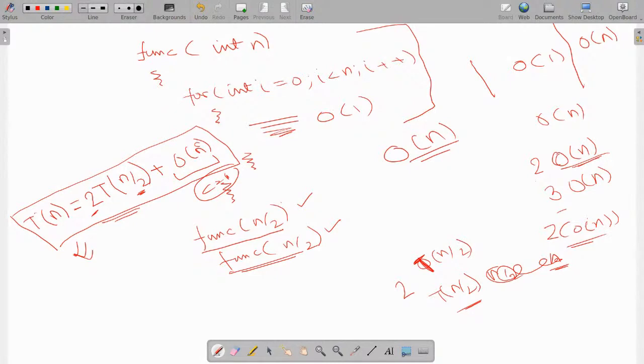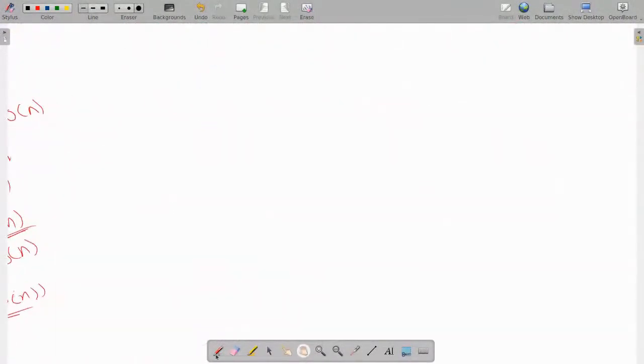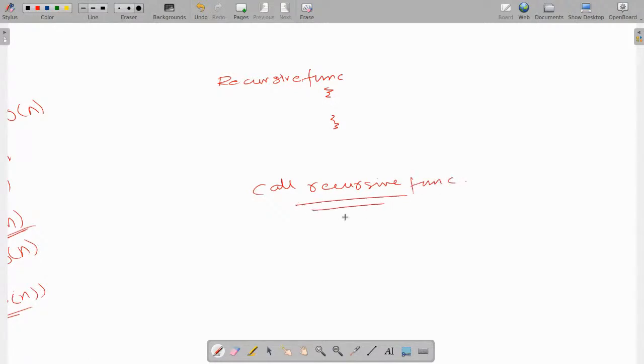Any doubts still here? Okay, let me repeat how to find the relation once again. See, any recursive function, what will be there? What are the components of a recursive function? There is a definition of the recursive function out here. Then what we do? We make a call to this recursive function.